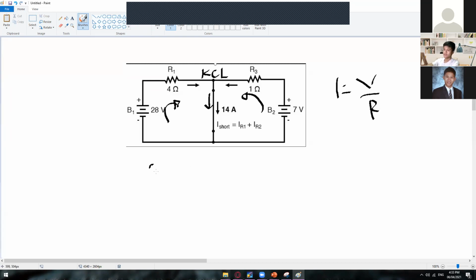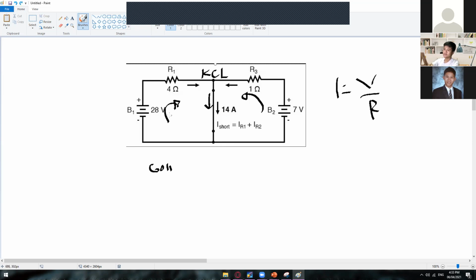Again, going in is positive, and going out is negative. That's why we have I short as negative. And then you will come up with this kind of solution.